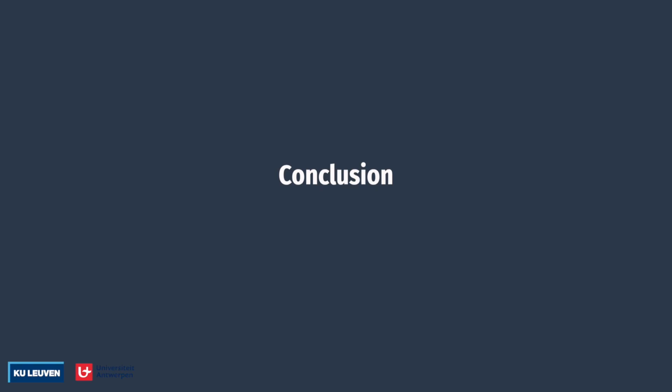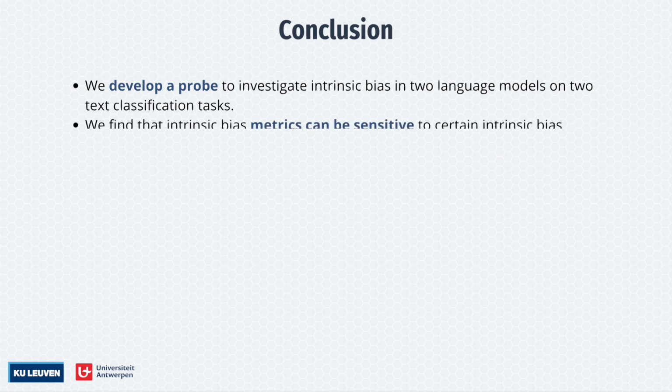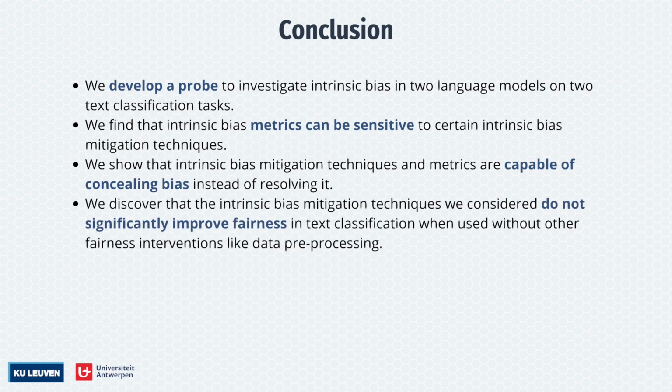So that brings us to the conclusion. We developed a probe in our paper to investigate intrinsic bias in two language models, and we found firstly that intrinsic bias metrics can be sensitive to certain bias mitigation techniques. Secondly, we found that these techniques are capable of concealing bias instead of actually resolving it. And thirdly, that these techniques do not consider fairness on downstream tasks, so in text classification without any further fairness interventions on the downstream task itself.